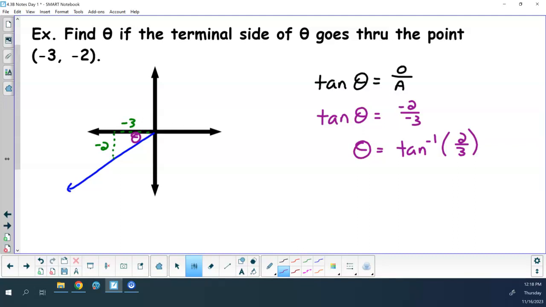Anybody? So is my theta 33.69 degrees? Yeah, right? Because that's what we found, that's what we got. Why are you saying no? Okay, well, sorry. Is my theta approximately 33.69 degrees?